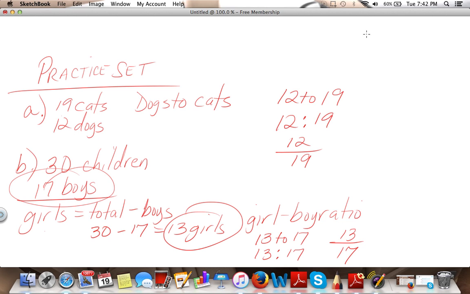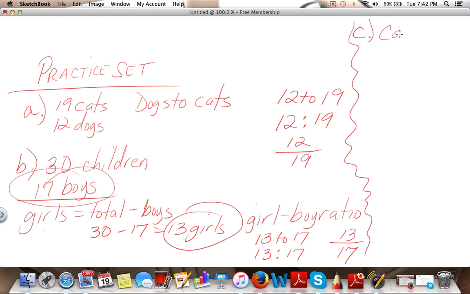Now let's go ahead and come over here and let's make some space. We're going to fit this C in here. And it says if the ratio of cars to trucks in the parking lot is 7 to 2, what is the ratio of trucks to cars in the parking lot?